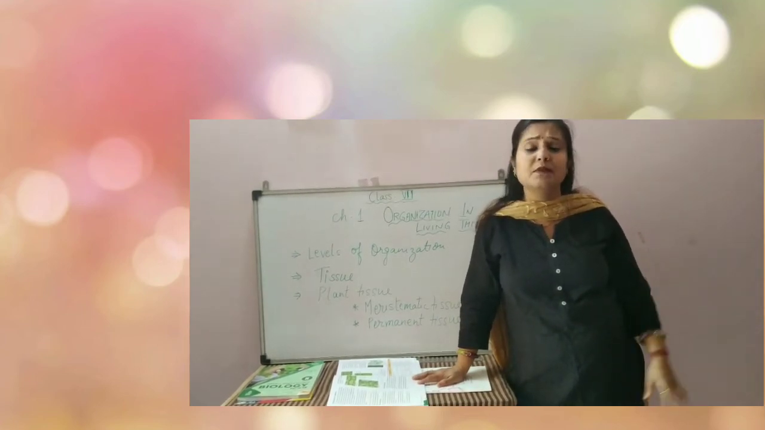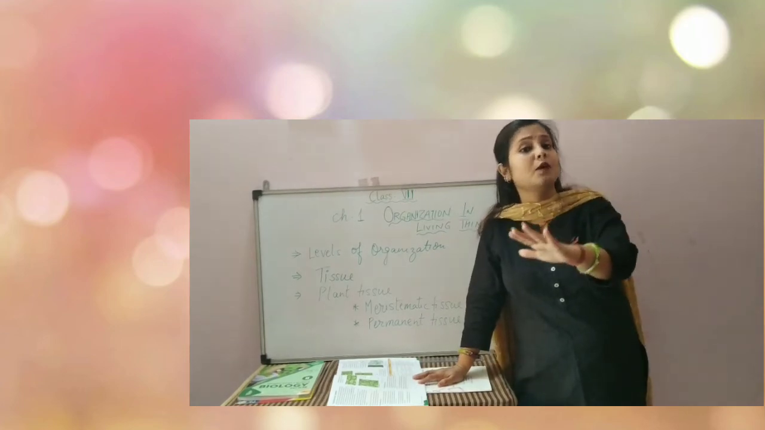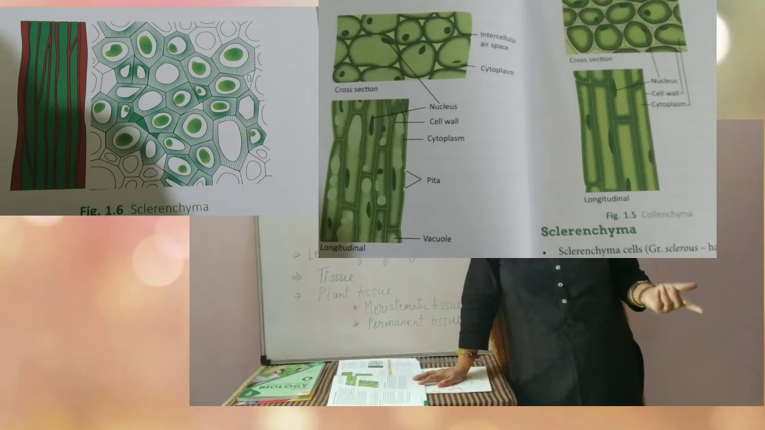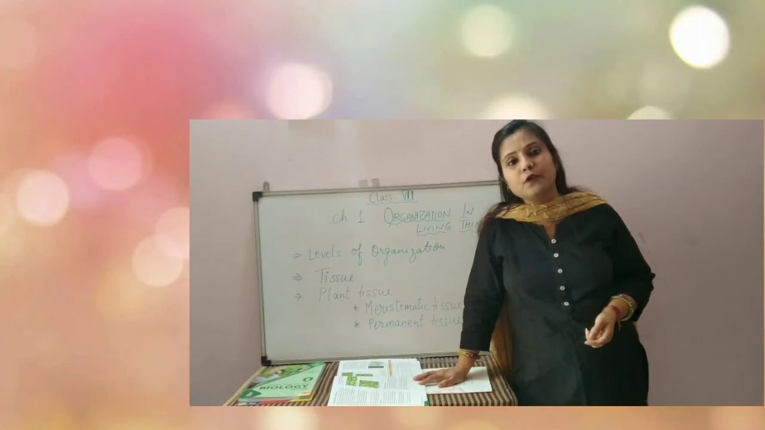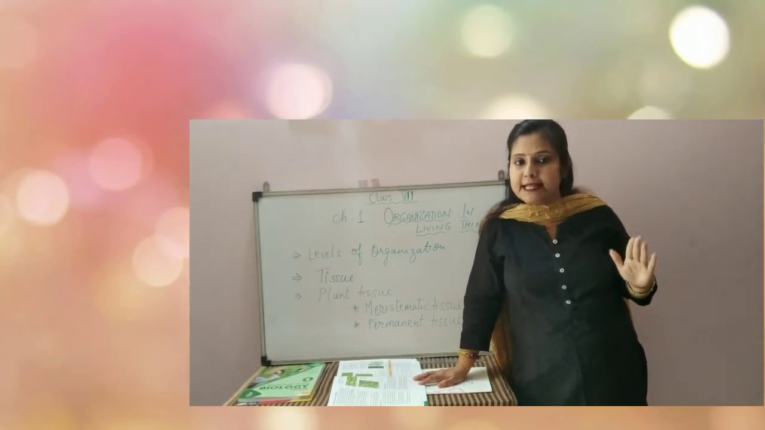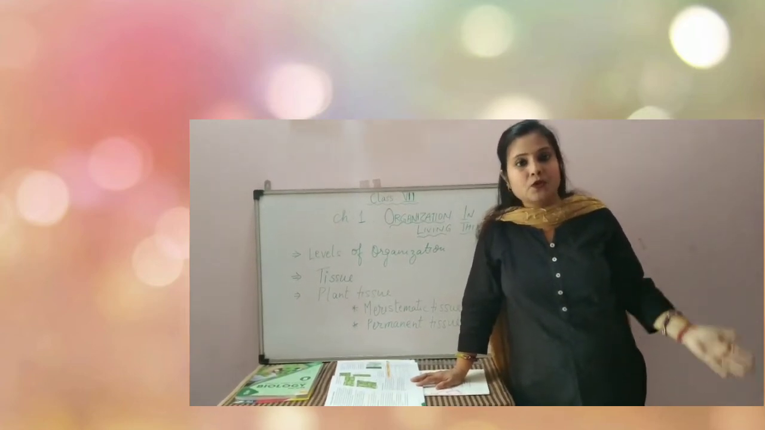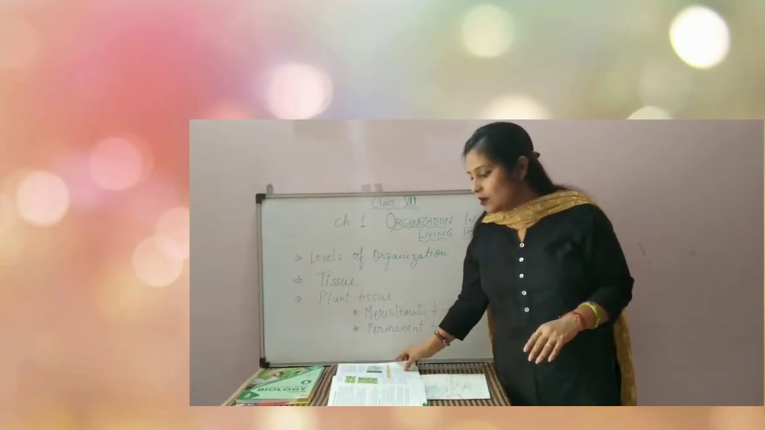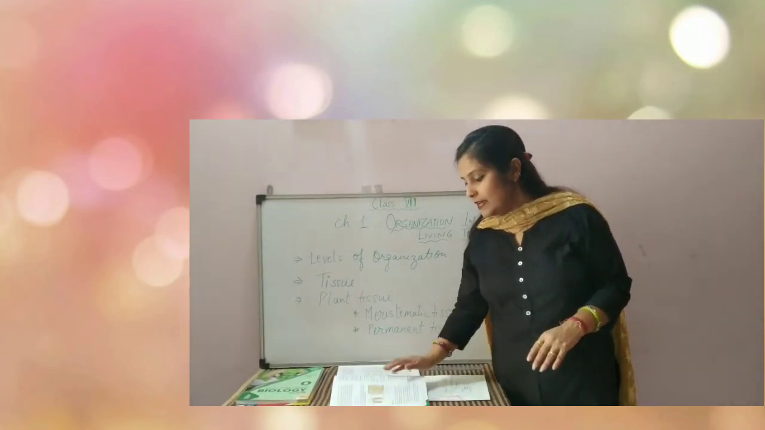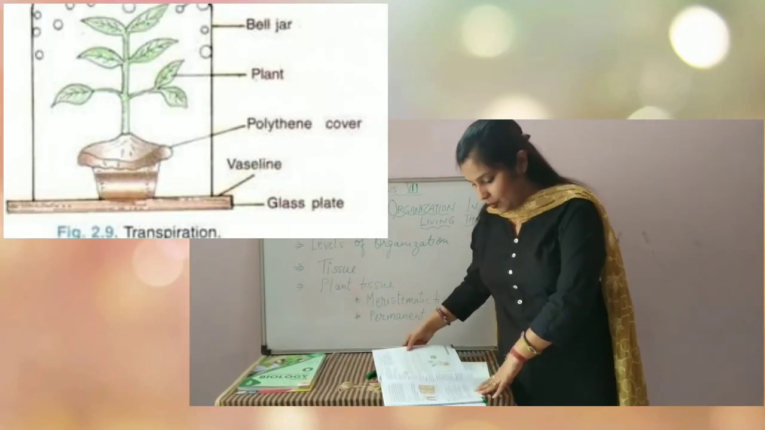Xylem, what is xylem? Xylem is also a complex tissue because different types of cells work together to form the tissue. What is the function of xylem? The conduction of water takes place. What is the function of phloem? Phloem conducts the manufactured food from the leaves to different parts of the body. Body means plant body. So we can say all these tissues work together, and that is plant tissue.